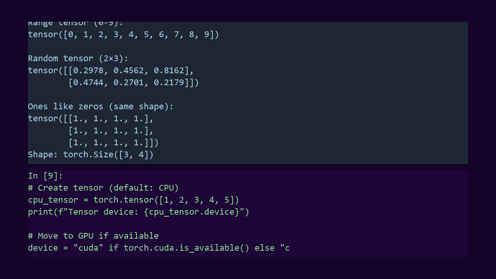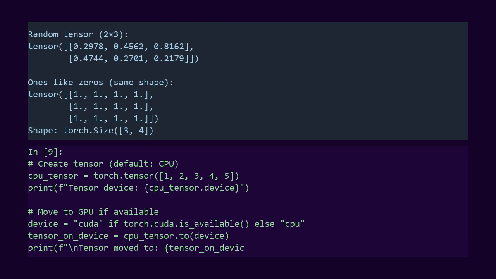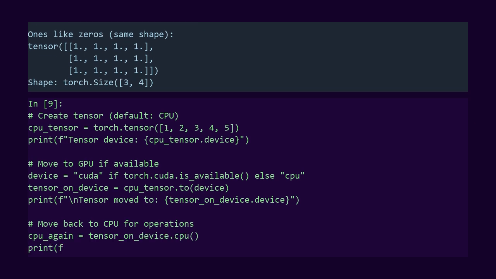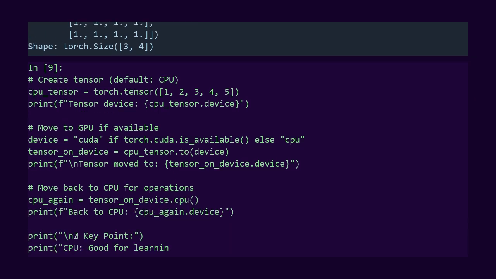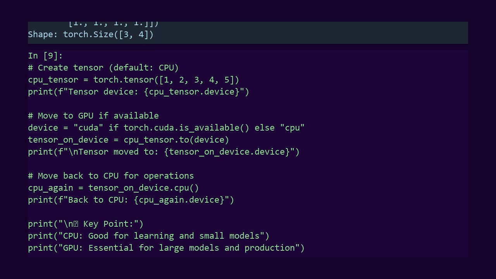Look, I'm creating a tensor and checking its device. It shows CPU. If we have a GPU available, we can move tensors to it using the .to method. I'm checking if CUDA is available. If yes, I move the tensor to CUDA. If not, it stays on CPU.